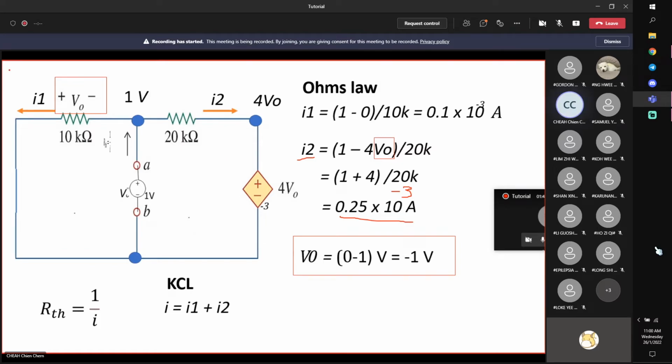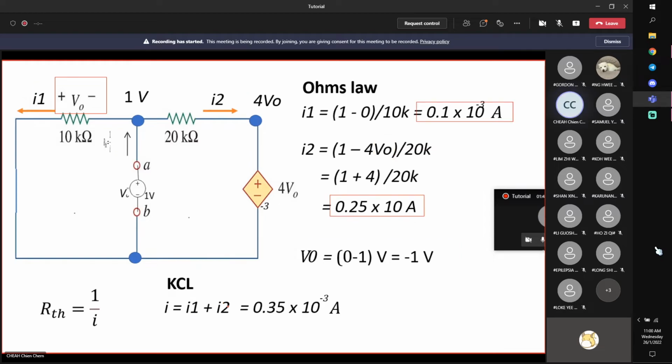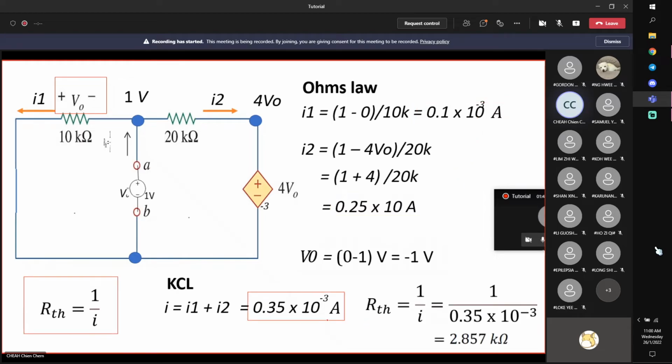So we have found I1 and I2. Then we add them up. By Kirchhoff's current law, we can find I. So I is equal to I1 plus I2. Summing them up, we get 0.35 milliampere. We applied 1 volt to this circuit and determined the flow rate. So 1 volt divided by this flow rate is the resistance, and it is equal to 2.857 kilo ohms.